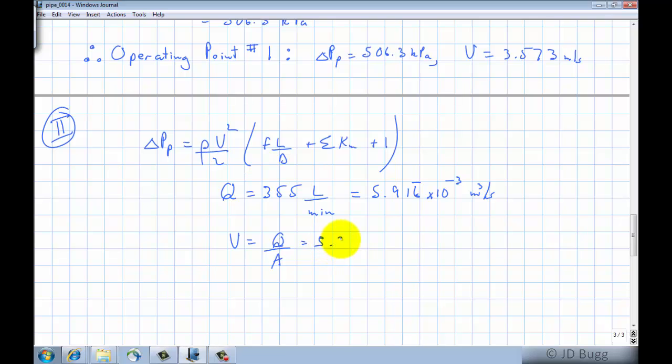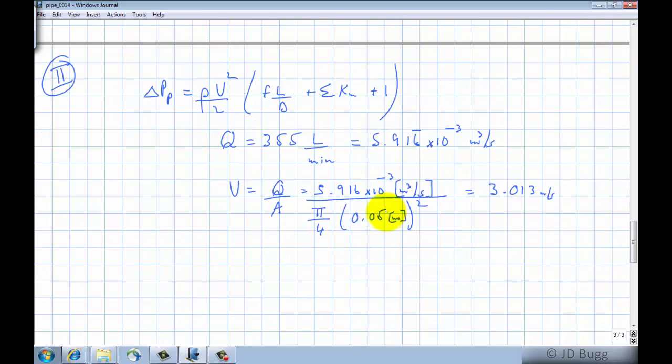So our 5.916 times 10 to the minus 3 meters cubed per second is the volume flow rate. Divide by the area of the pipe, pi by 4, times the diameter, 0.05 meters squared. And that gives us a velocity of 3.013 meters per second. So notice the velocity has decreased from 3.573 to 3.013 because the valves have been partially closed.